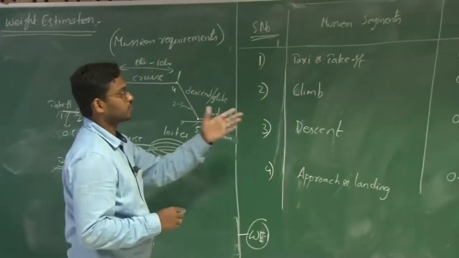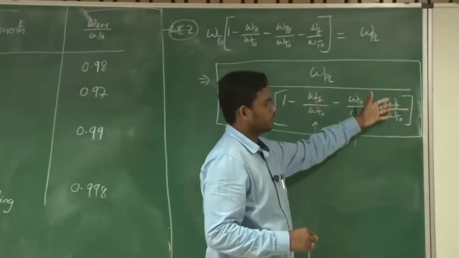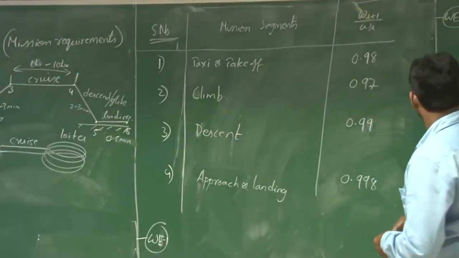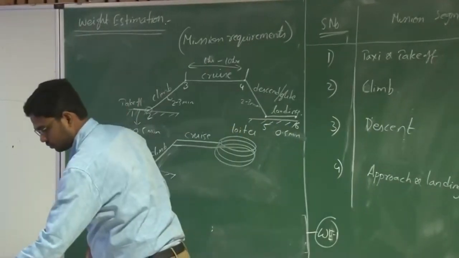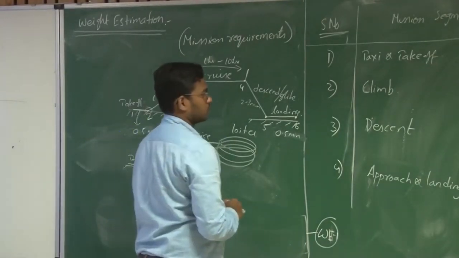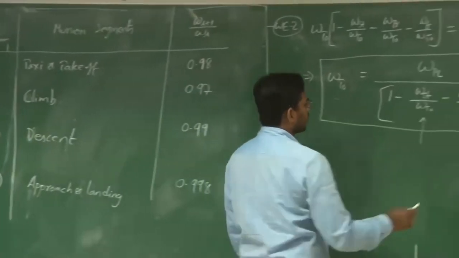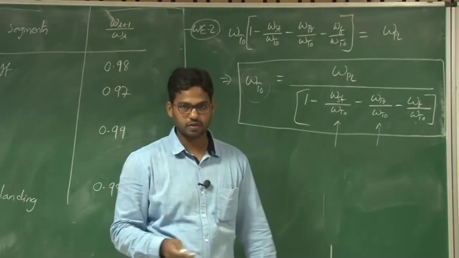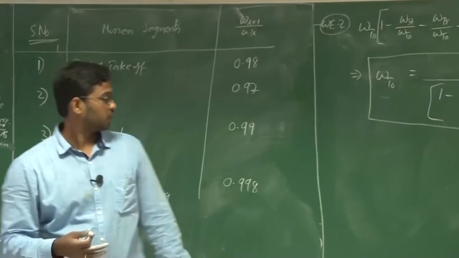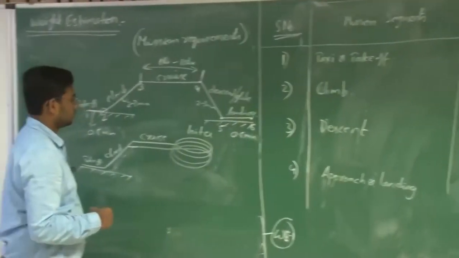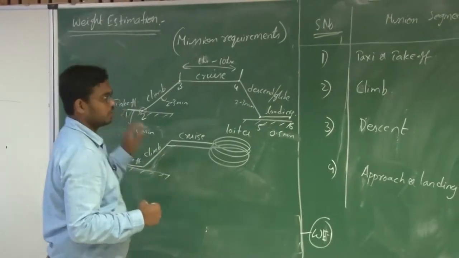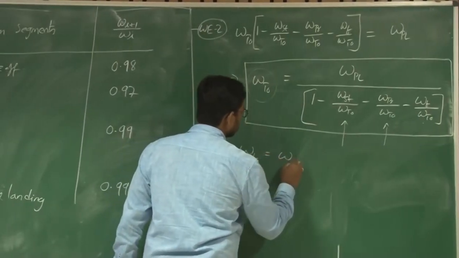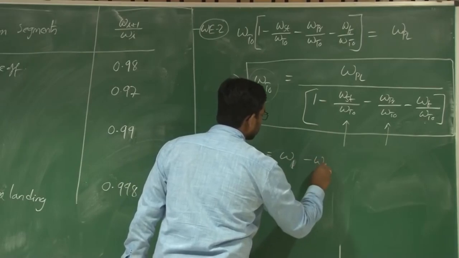Now let us estimate the fuel loads for this particular segment, cruise and loiter. What is this fuel weight? What do you think is the fuel weight for any fuel powered aircraft? So you have W1 and W6. The difference between W1 and W6 is the fuel weight. Don't you think so? W1 minus W6.